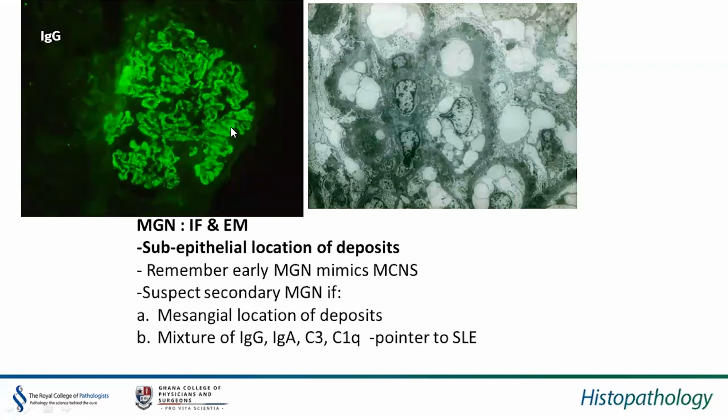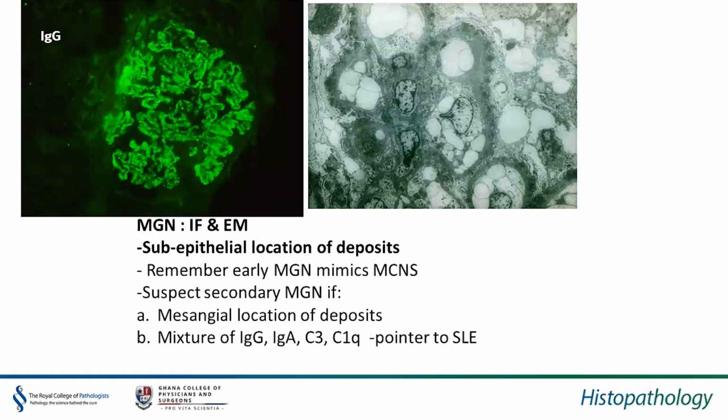Remember, the deposits in very early membranous may be small, may be difficult to pick up, and early membranous may look like minimal change disease. They may even be difficult to pick up on immunofluorescence, and therefore in that situation, it will help to do an electron microscopy.